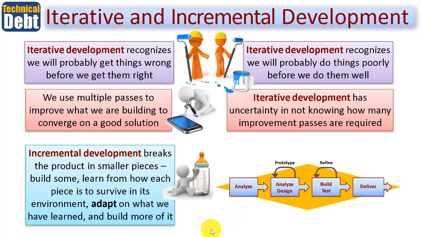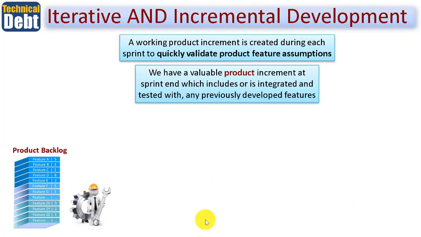So incremental development breaks the product into smaller pieces. So we build a little and then learn a little from each piece is to survive within its environment. So if you're developing some handheld device, that's the environment within which it's got to survive, if you will, and then adapt on what we have learnt thus far and continue to build more of what we have learned. So Agile combines both iterative and incremental development.